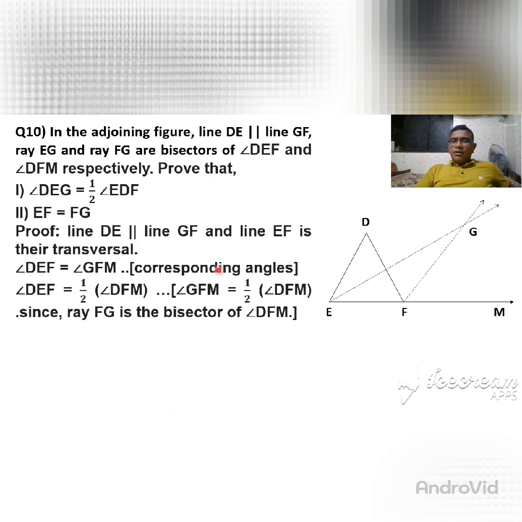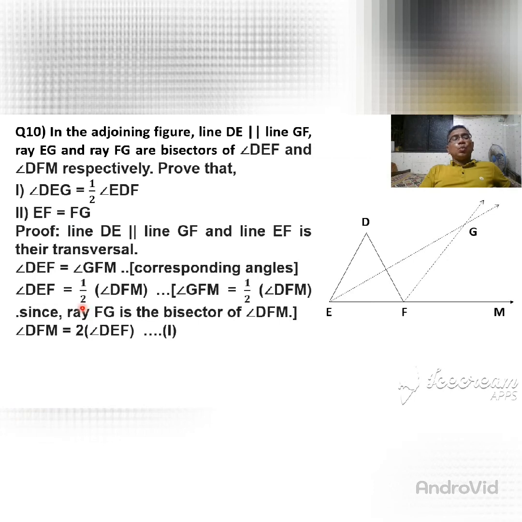Okay, and for some of the students whose memory is very short, I give here the reason: angle GFM is equal to half of DFM, because this DFM angle is bisected by FG. Is that clear? Then this DFM angle remains as it is.